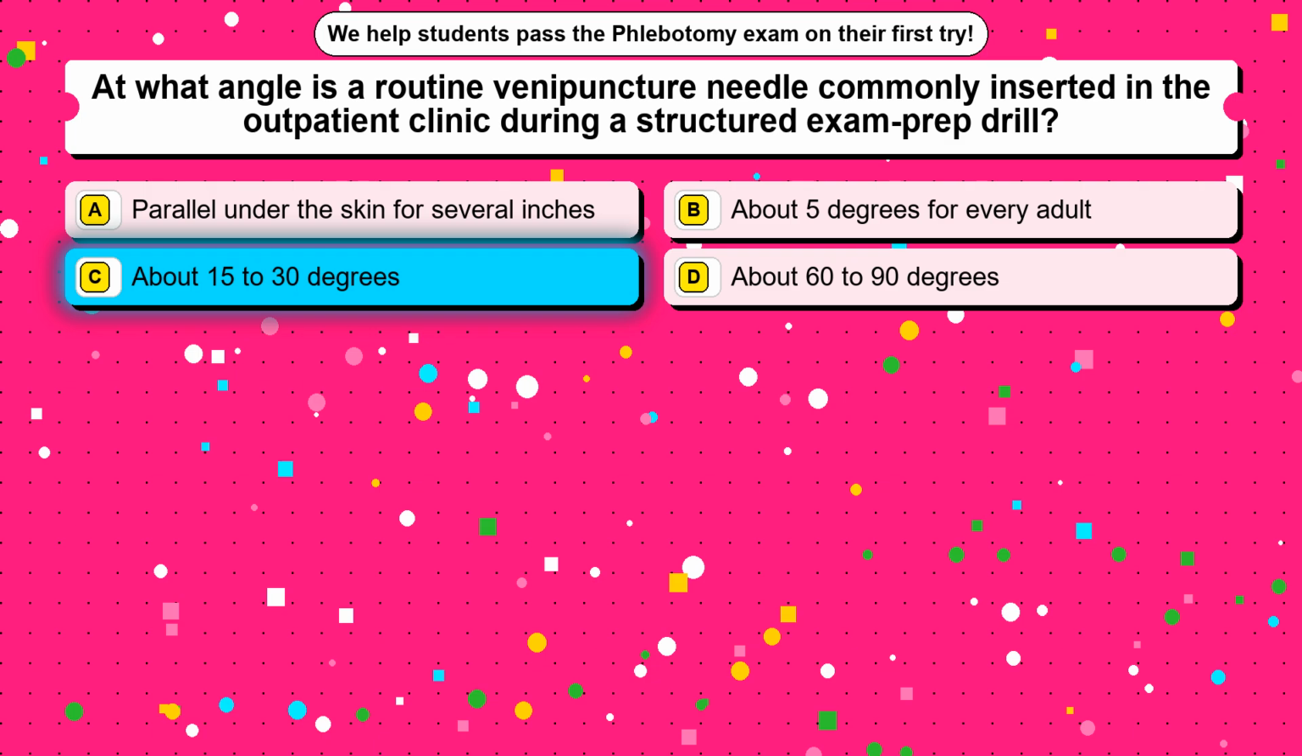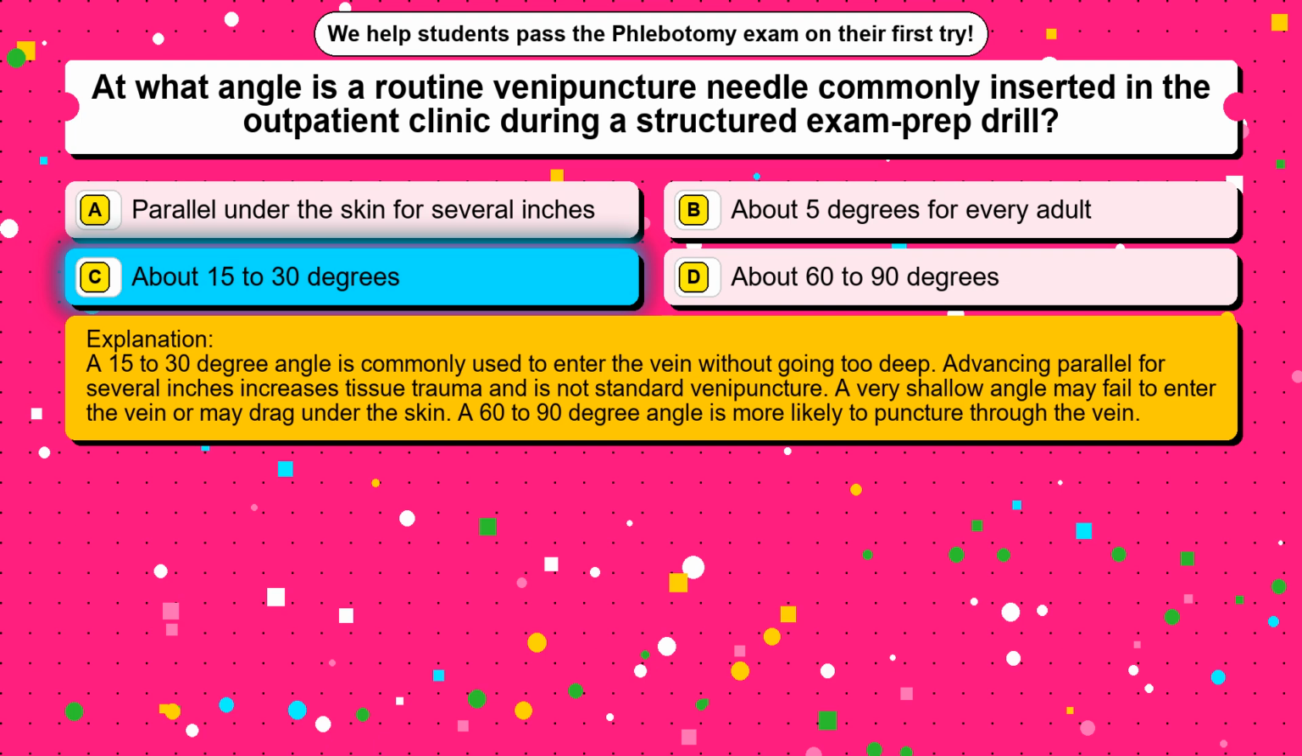About 15 to 30 degrees. A 15 to 30 degree angle is commonly used to enter the vein without going too deep. Advancing parallel for several inches increases tissue trauma and is not standard venipuncture. A very shallow angle may fail to enter the vein or may drag under the skin. A 60 to 90 degree angle is more likely to puncture through the vein.